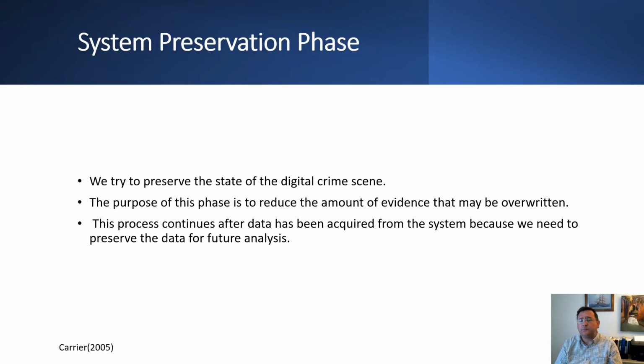In the system preservation phase, we try to preserve the state of the digital crime scene. So we need to protect the crime scene and provide the necessary means to secure it, as in a traditional crime scene, and prevent people from touching the digital evidence. The purpose of this phase is to reduce the amount of evidence that may be overwritten.